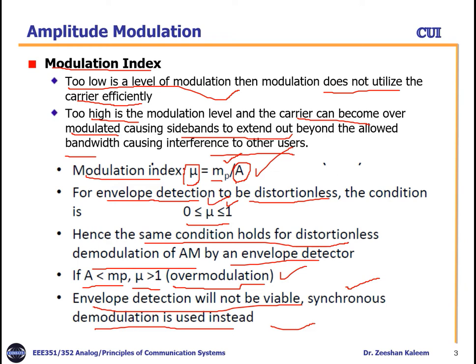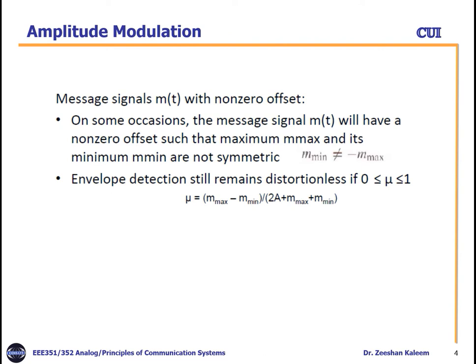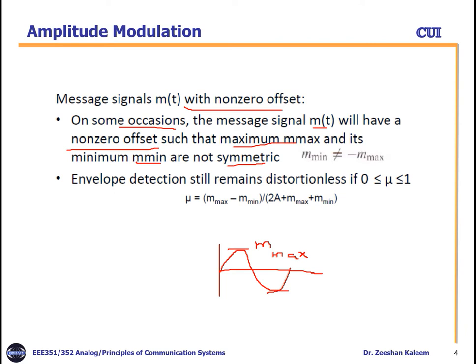For example, message signals m(t) with non-zero offsets. What does it mean? It means that in some scenarios, the message signal m(t) will have a non-zero offset such that its maximum value m max and its minimum value m min are not symmetric. For example, you have a signal, look at this, and conventionally it has a peak like this one. This is called a positive peak, which we are naming m max, and this one is the negative peak, which we are naming m min, minimum, right?